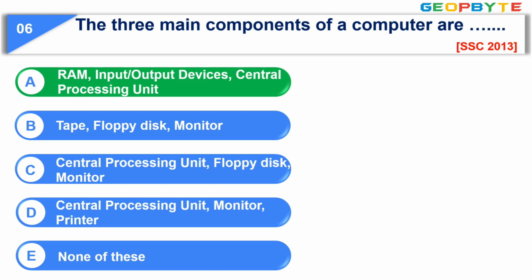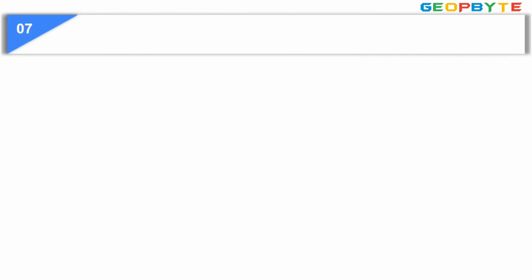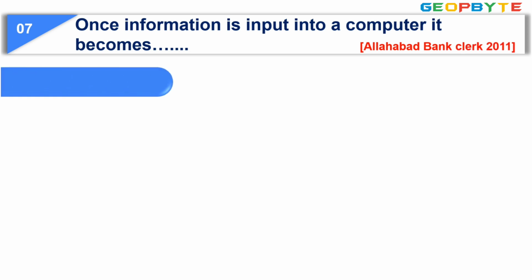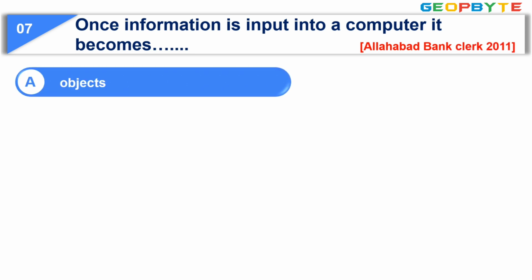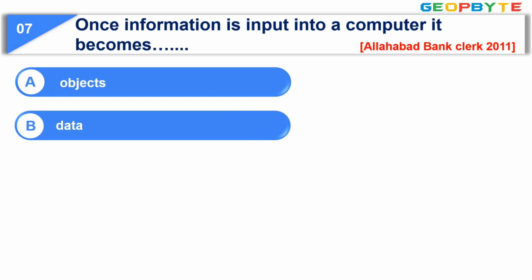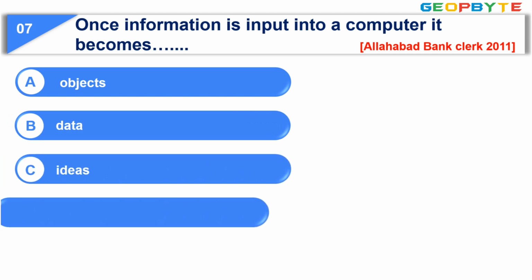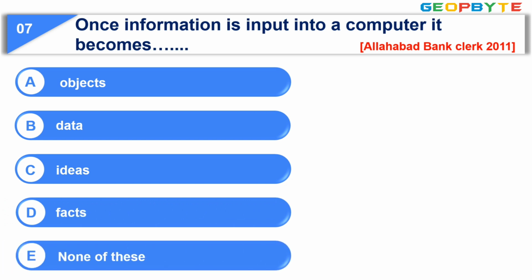Moving to question number 7. Once information is input into a computer, it becomes: option A, objects; option B, data; option C, ideas; option D, facts; option E, none of these. And the correct answer is option B, data.